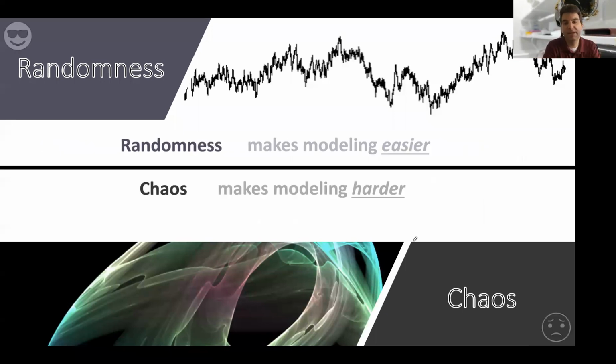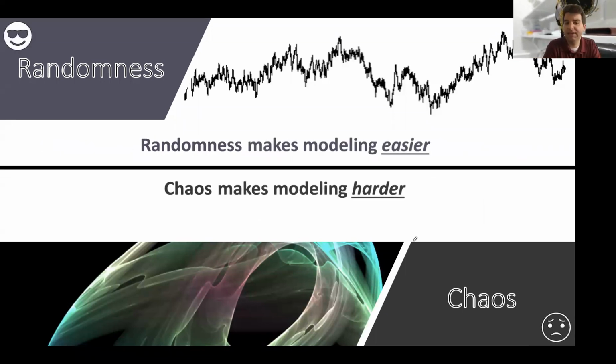So in other words, randomness is actually going to be a good thing. It's going to make modeling easier. And chaos will end up being kind of a bad thing because it'll make modeling harder. So that's where we're going today, defining these two terms so that you can have some perspective when people use these terms and they're talking about these dynamical systems.